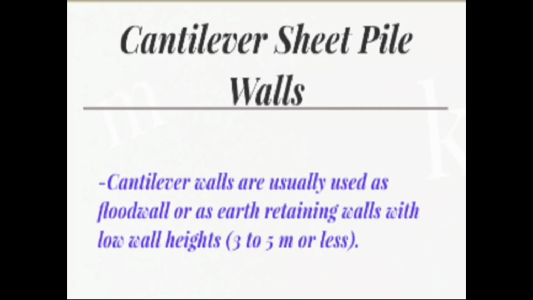Next, we have the cantilever sheet pile walls. Cantilever walls are usually used as flood walls or as earth-retaining walls with low wall heights of 3 to 5 meters or less. Another thing, the various forces acting on a cantilever sheet pile wall are the active earth pressure on the back of the wall and the passive earth pressure on the front of the wall.